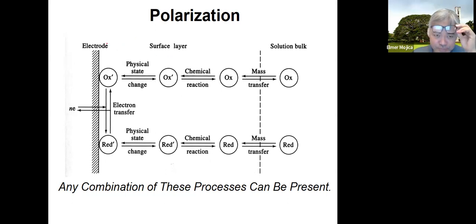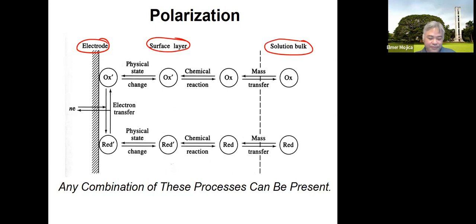How many regions? One, two, three. So you see here three regions of a half cell reaction.